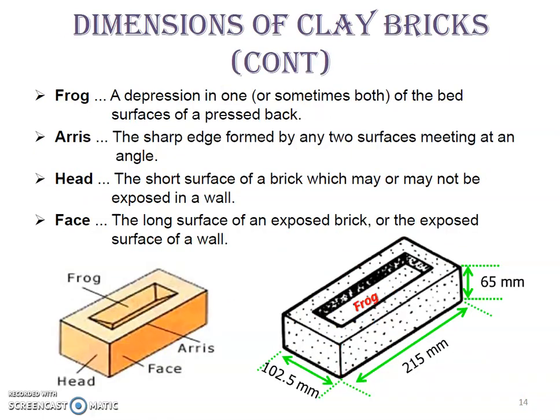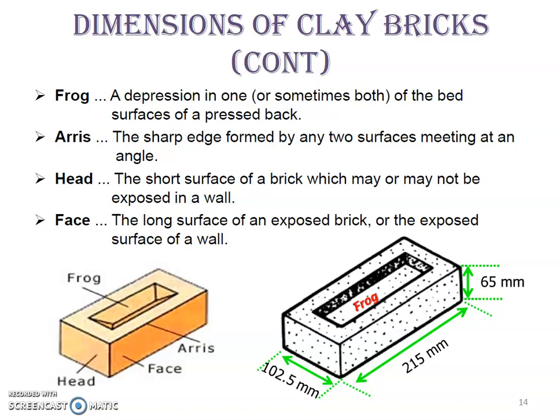We have four parts of the clay bricks. We have frogs. The frog is at the upper part, and its definition is a depression in one or sometimes both of the bed surfaces of the pressed brick. A frog is smaller than the holes.